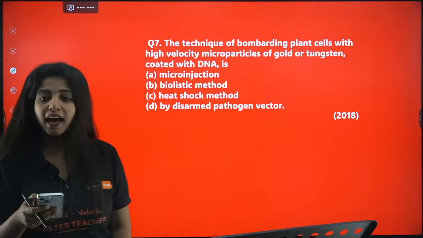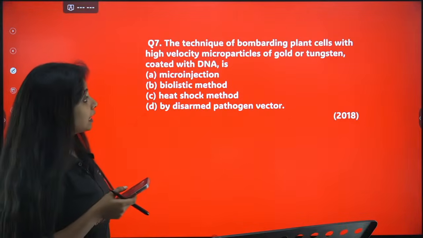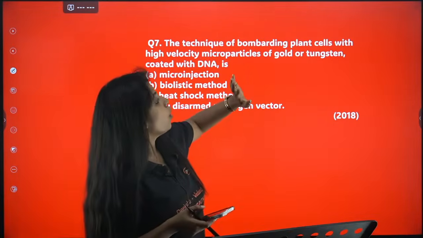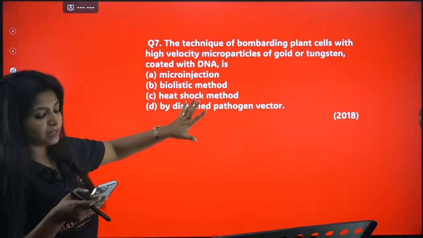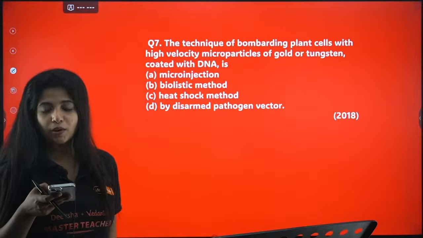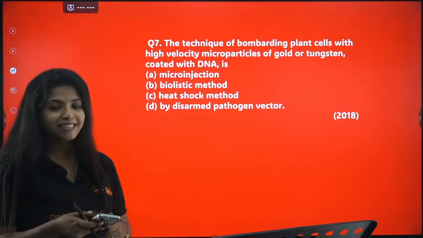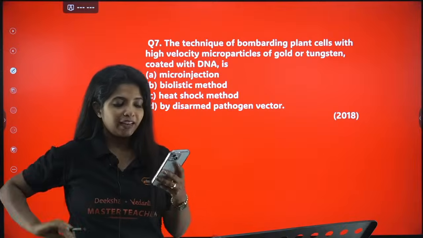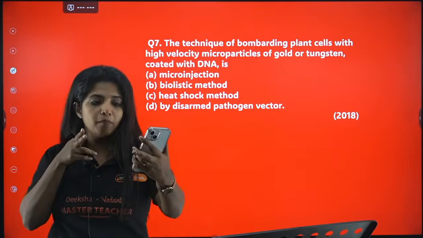Yes. Now going ahead with the 7th question for the day, the technique of bombarding plant cells with high velocity microparticles of gold or tungsten coated with DNA is. What do you call that technique? Now this is the one that we started off with. This is the question that we started off with. There is a technique where I am going to bombard plant cells.